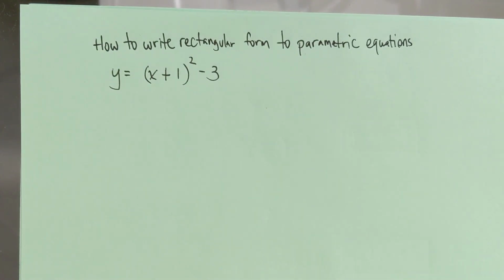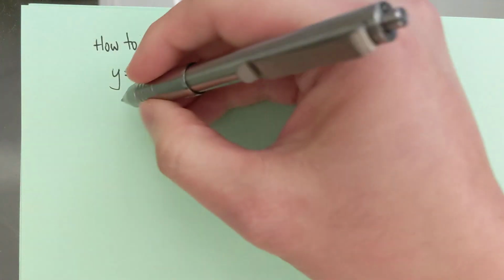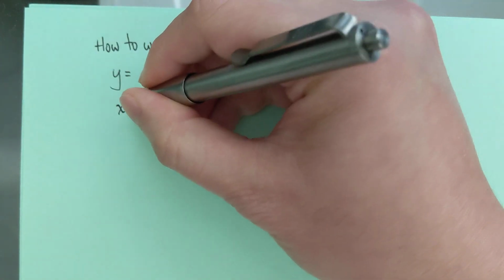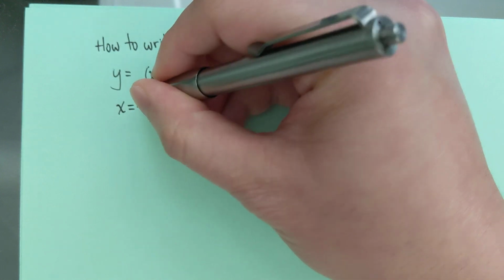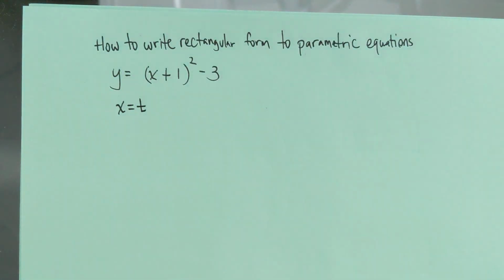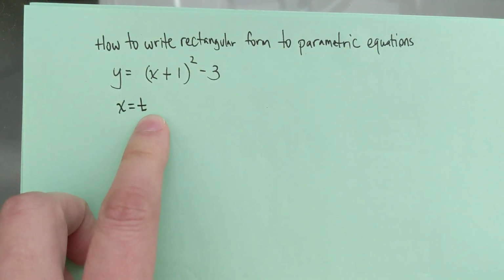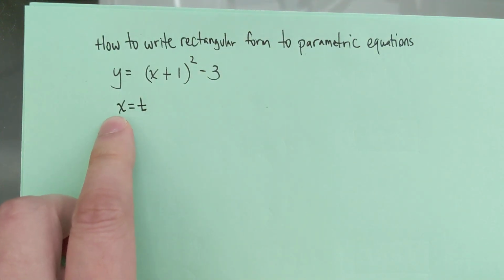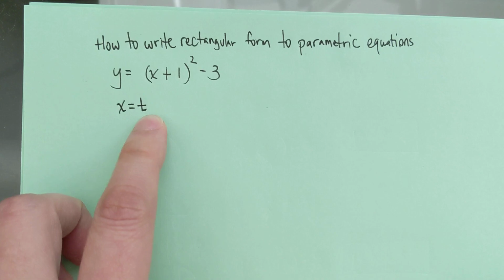Today we are going to talk about how to convert rectangular form to parametric equations. So, unfortunately, there are many ways to write a rectangular form as parametric equations. As an example, the simplest one is just writing down x equals t. When x equals t, that means wherever you see x, you just plug in t.